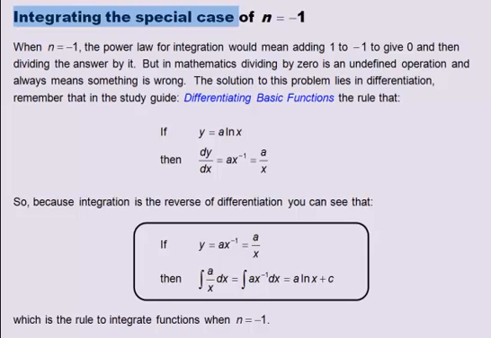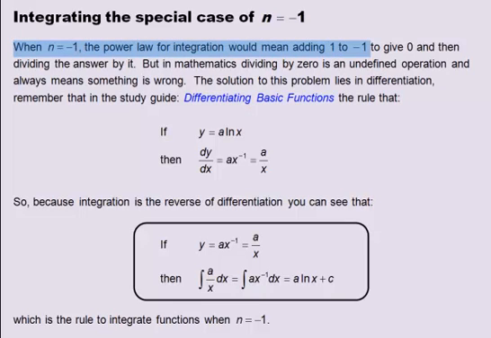Integrating the special case of n equals minus 1. When n equals minus 1, the power law for integration would mean adding 1 to minus 1 to give 0, and then dividing the answer by it. But in mathematics, dividing by 0 is an undefined operation, and always means something is wrong. The solution to this problem lies in differentiation.